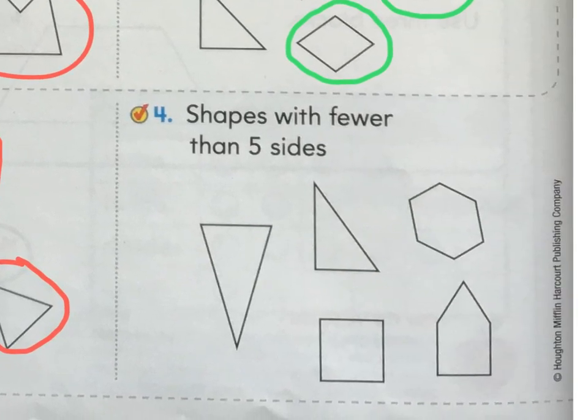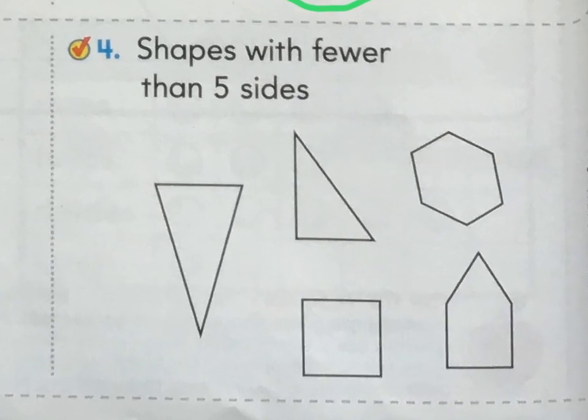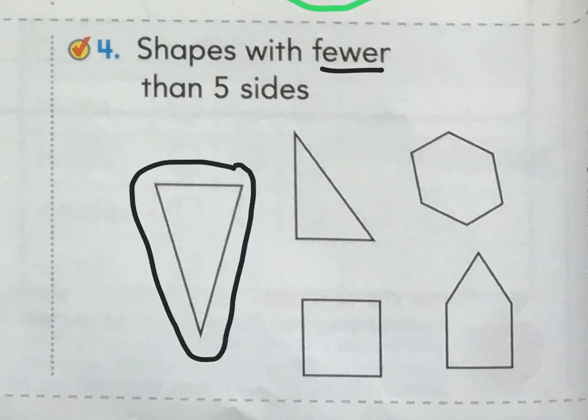And let's now take a look at number 4. Here they want us to circle shapes with fewer than 5 sides. If you'd like to pause the video at this point and do this one on your own, go ahead and do so, and then we'll check our answers. All right, let's check our answers. Shapes with fewer or less than 5 sides. Triangles have less than 5 sides. They've only got 3. And I've got 2 triangles.